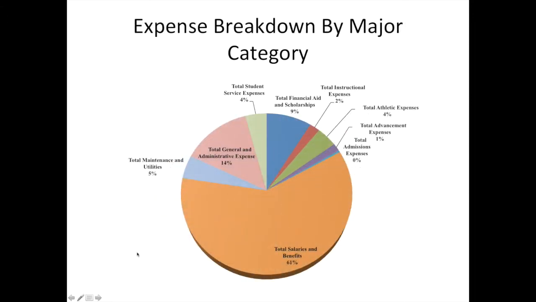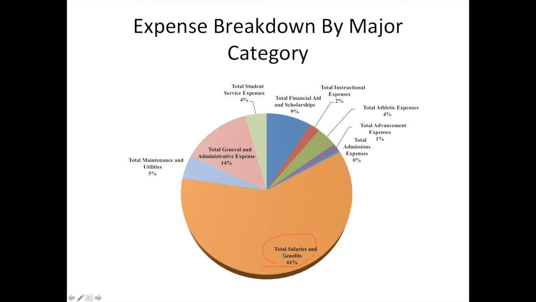Now, the next slide that you see here is the expense breakdown by major categories. Now, what you'll see here, the largest by far in this particular school, salaries and benefits. 61% of all the money that you bring in goes to pay for salaries and benefits for your teachers, for your support staff, for your maintenance staff.